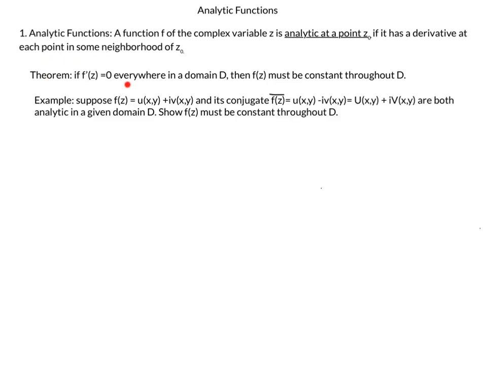We are going to use this theorem to do the next example. Suppose f of z is equal to u of x y plus i v of x y, and its complex conjugate, which we'll denote as f bar of z, is equal to capital U of x y plus i capital V of x y. And they're both analytic. Both f of z and its conjugate are analytic in a domain D. We want to show that f of z must be constant throughout D.